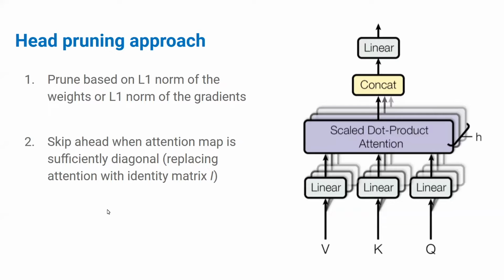Let's now move on to head pruning. There are several approaches to head pruning. The first one is to prune based on the L1 norm of the weight or the L1 norm of the gradient. The second one is to skip a head when the attention map is sufficiently diagonal. When the attention map is sufficiently diagonal, we approximate it with an identity matrix and implement it as a skip connection. Next page.